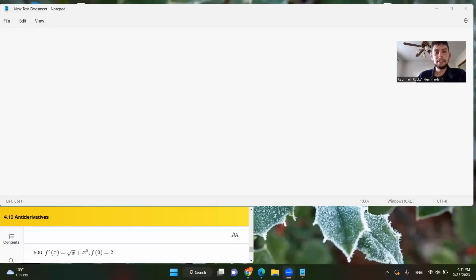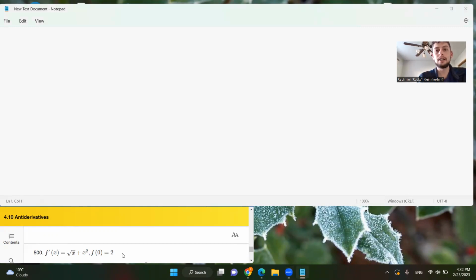We're going to do a problem involving antiderivatives. So I'm going to share my screen. Okay, hopefully you can see at the bottom here that we're going to do problem 500 from 4.10. We're going to try to solve this initial value problem.